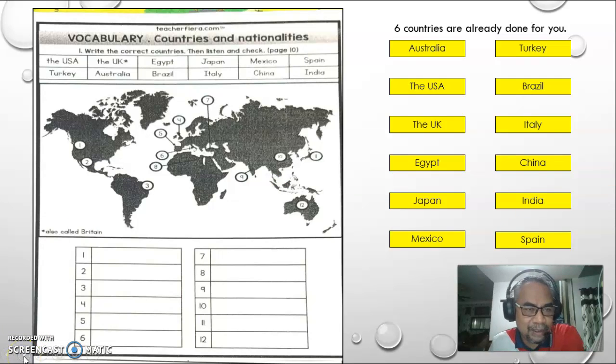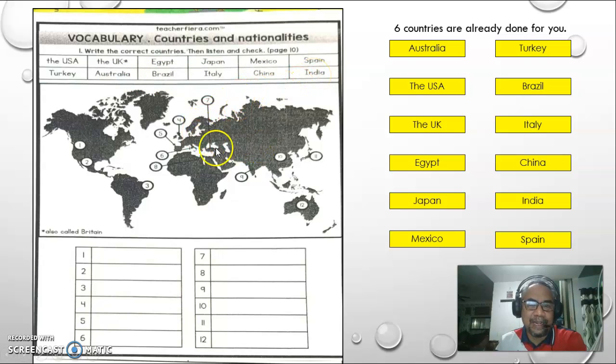Our topic starts with countries and nationalities in your handouts. Look at the map, the world map. The USA, the UK. USA is for United States of America. The UK means United Kingdom, or now we call it England. Egypt, Japan, Mexico, Spain, Turkey, Australia, Brazil, Italy, China, and India.